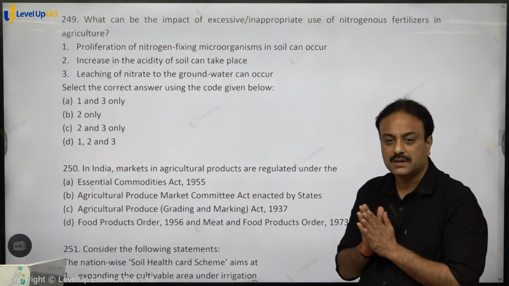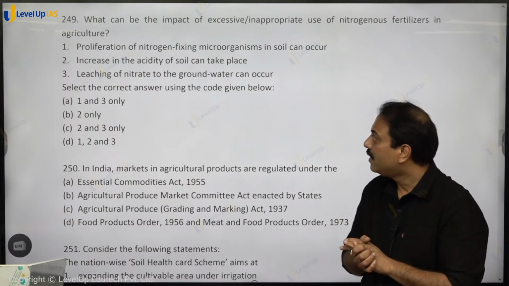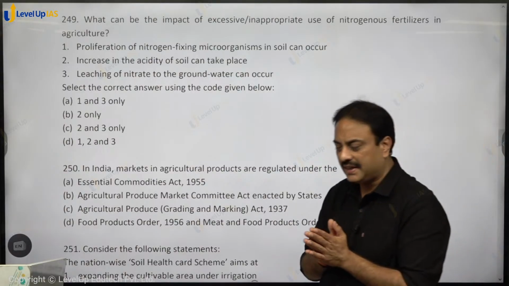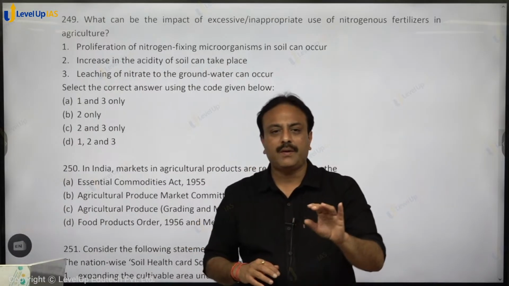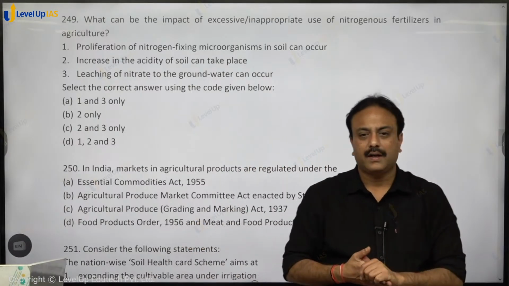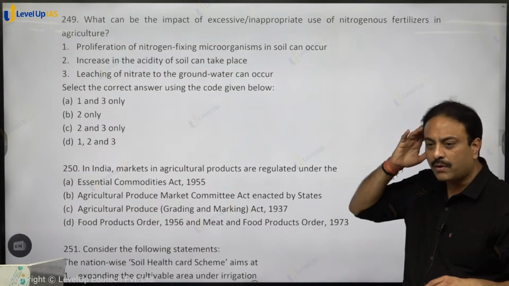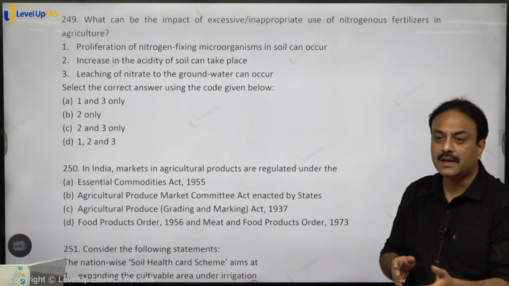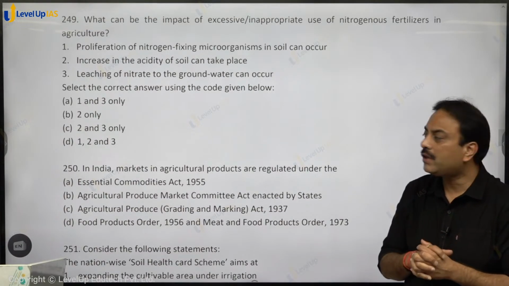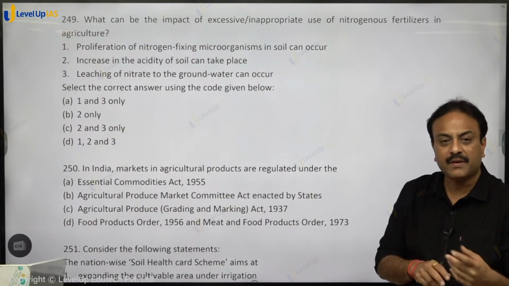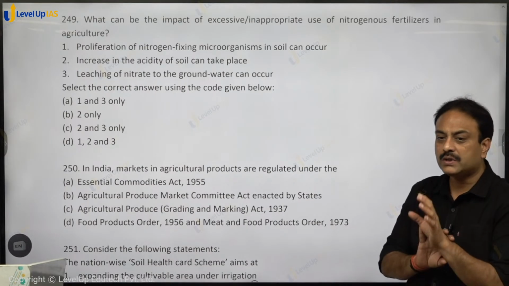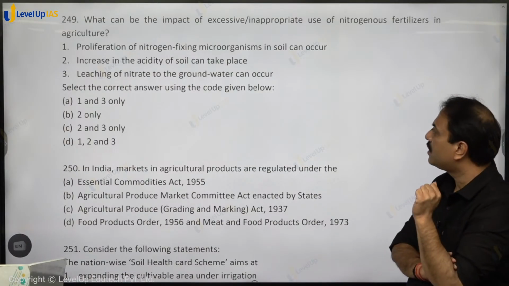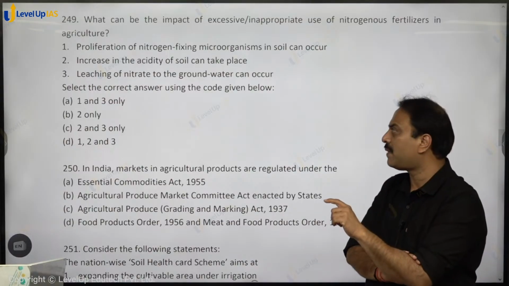What is the answer? When excessive or inappropriate use of nitrogenous fertilizer takes place, nitrogen will be added directly. Then how will the nitrogen fixing microorganisms increase? They are not being used at all. So they will not proliferate. In fact, they will reduce if you use extra nitrogen. So one does not go with the demand of the question. It is not the impact; the reverse will be the impact.